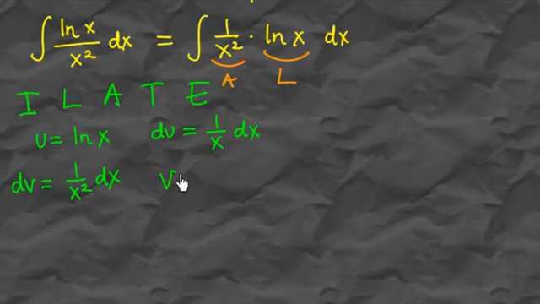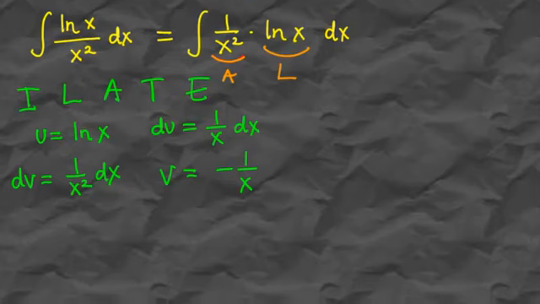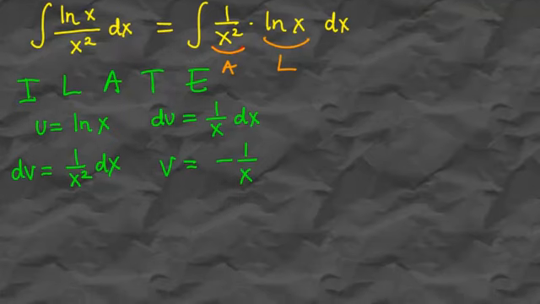For this dv, what is our v? Basically, the v will be the antiderivative, or the integral, of 1 over x squared. And you can check that the v must be minus 1 over x. How can we verify this? We can verify by simply taking the derivative of this and showing that it is indeed equal to 1 over x squared. Okay, with this setup, we are ready to compute the integral.